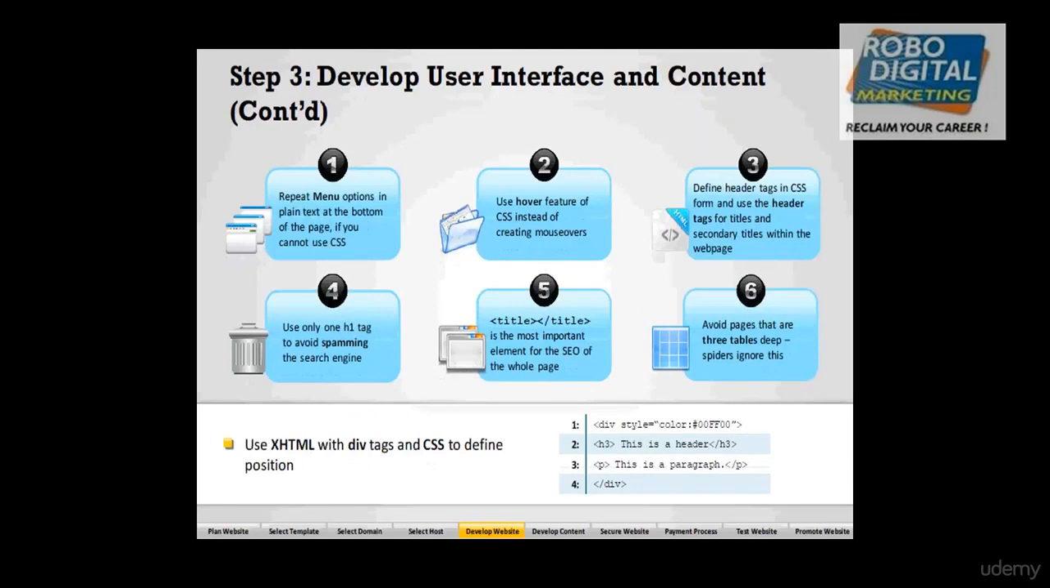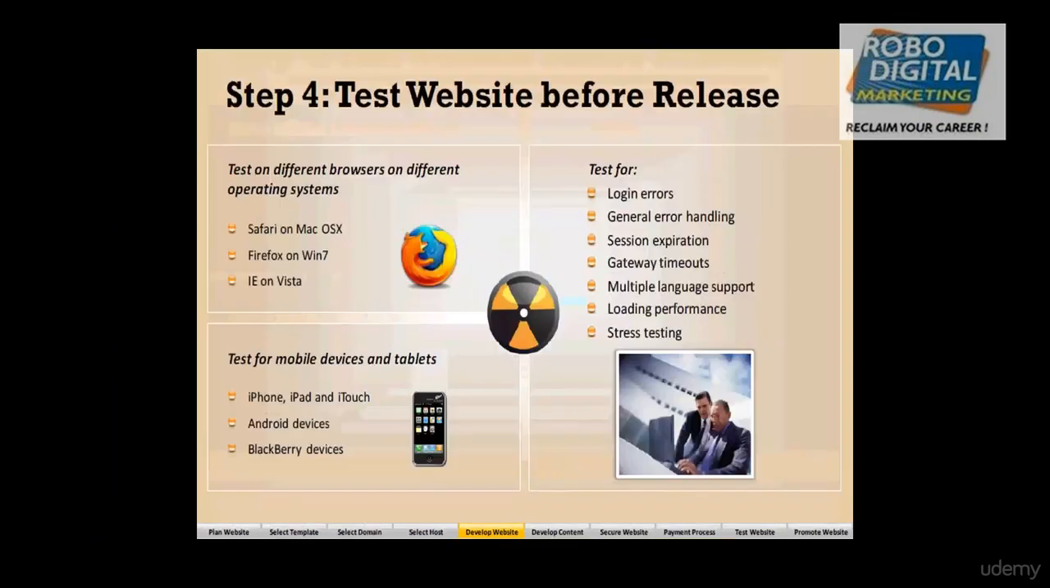Okay, third thing is define header tags in CSS. We will be defining tables and titles in the ACO itself, so we will be looking into these things one by one in ACO. Okay, so let's talk about the fourth step and continue our training. The fourth step is testing of our site.